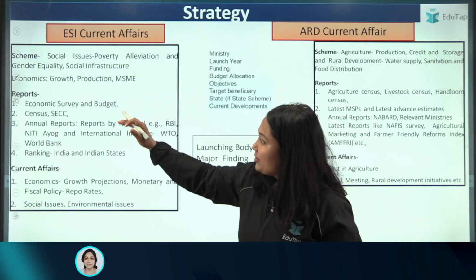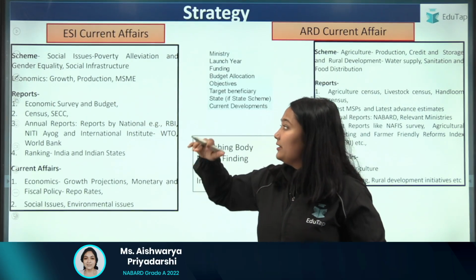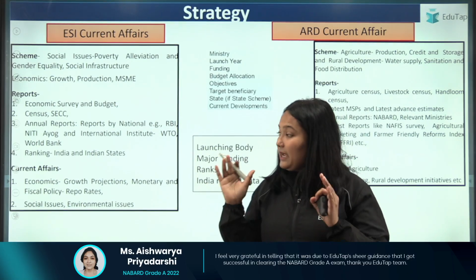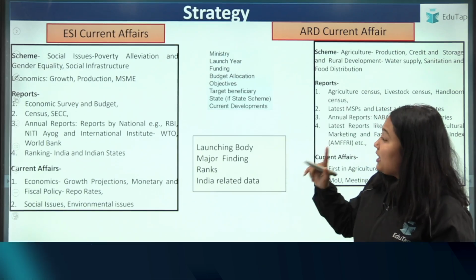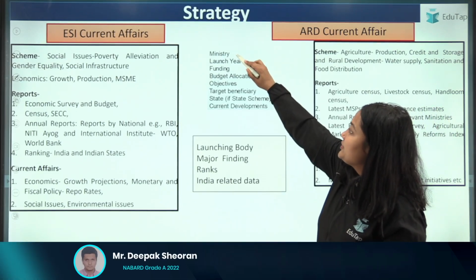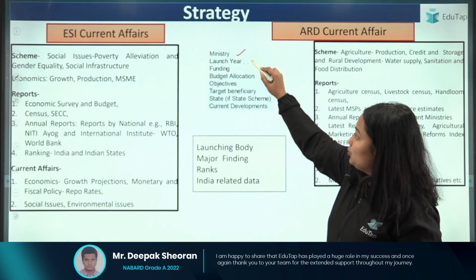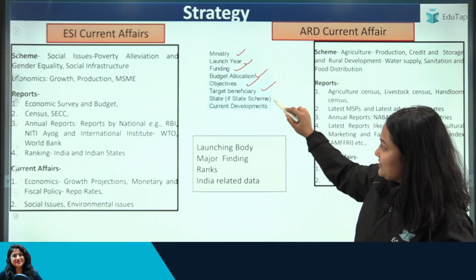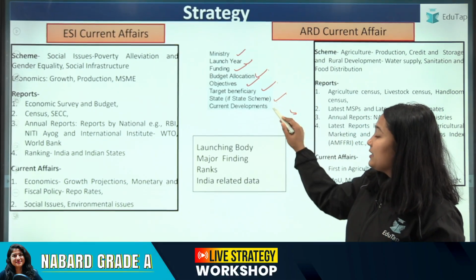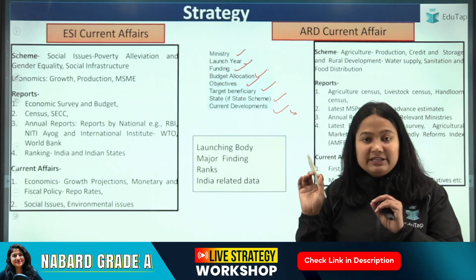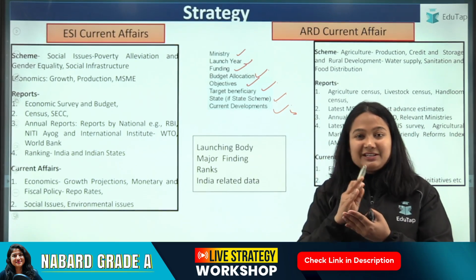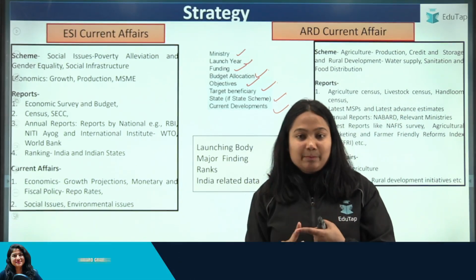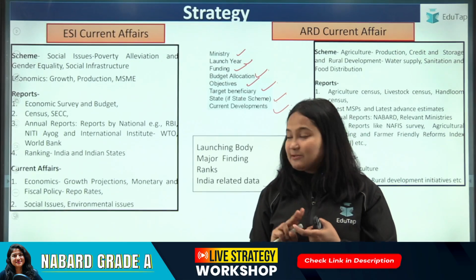When you are talking about economics, you need to do growth, production, right? These kinds of related information and schemes. Now, when you are covering a scheme, do the ministry, the launch year, the funding, the budget allocation, objective, target beneficiary, states if it's a state scheme, and then the current development. All these sections should be covered for each scheme. You will either find it in PIB or you will have to visit the ministry's website.